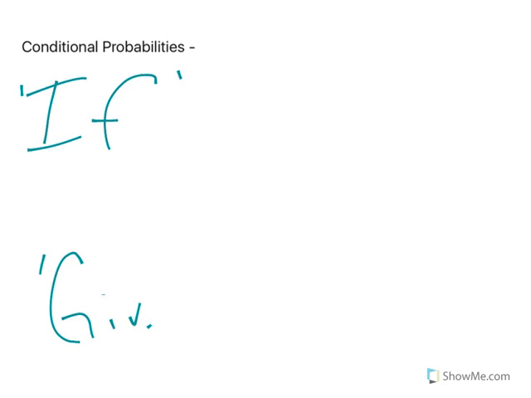Conditional probabilities. This is when we use the word if or the word given. So, given that the officer is female, if the person is male, what does that mean? It changes the total of what you're talking about. So, let's look at some of these.